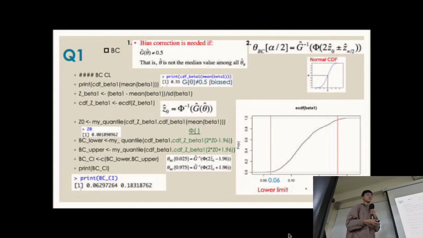Okay, actually, that's correct. Anyone here? Which part is incorrect? Yeah, mean, right? So this should not be mean. The theta is not the mean among the beta 1. Theta is the beta 1 calculated from the real data.